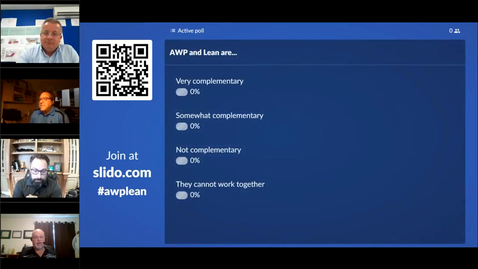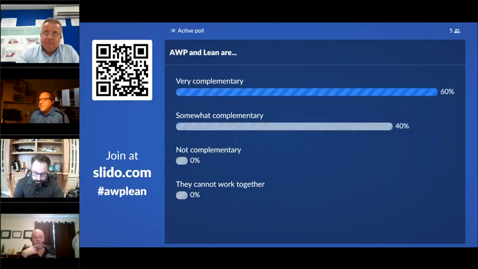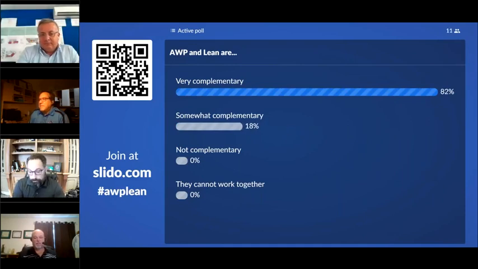And this is just your opinion. Do you think that AWP and lean are very complementary, somewhat complementary, not complementary, or they don't work together at all? You know, the votes are coming in a little quicker this time. Yeah, it's a little bit of a race here. I think it's obvious where we're going with it, though. Yeah. Well, and again, I think it's important for the panel to get a sense of where you're coming from.